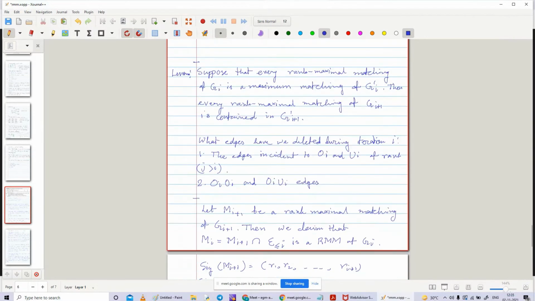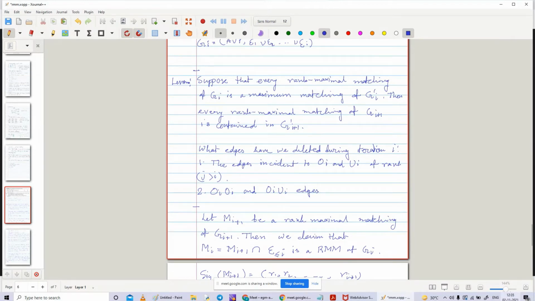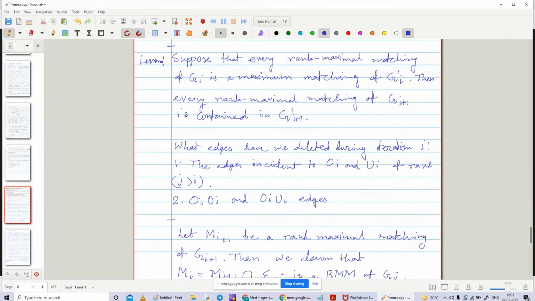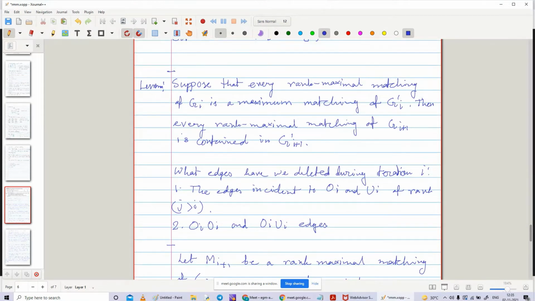Yeah. So the statement was basically: we assume that every rank maximal matching of Gi is a maximum matching of G prime i. Then we want to prove that every rank maximal matching of Gi plus 1 will be contained in G prime i plus 1. So we assume that every rank maximal matching of Gi is a maximum matching of G prime i. That means every rank maximal matching of Gi is contained in G prime i. Then we want to prove that every rank maximal matching of Gi plus 1, the next iteration, will also be contained in G prime i plus 1.